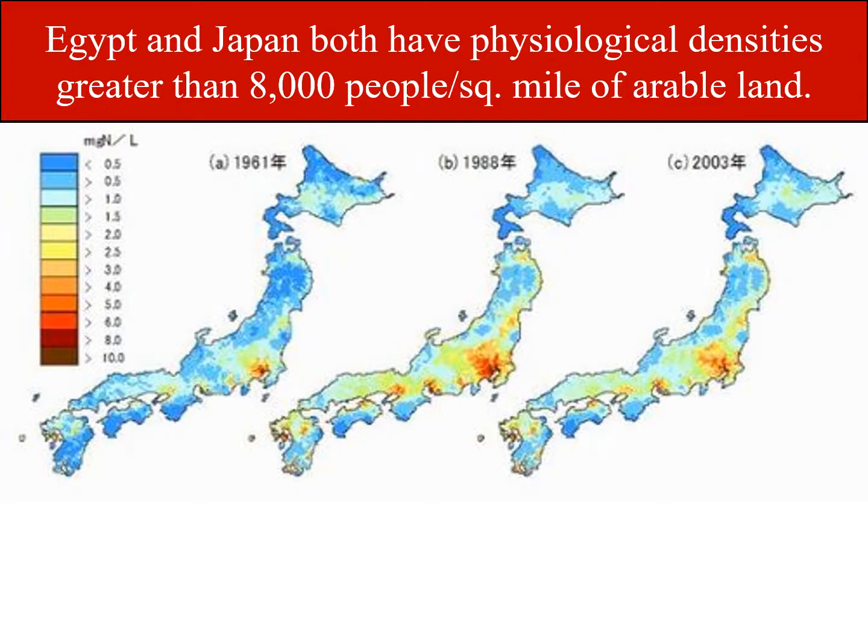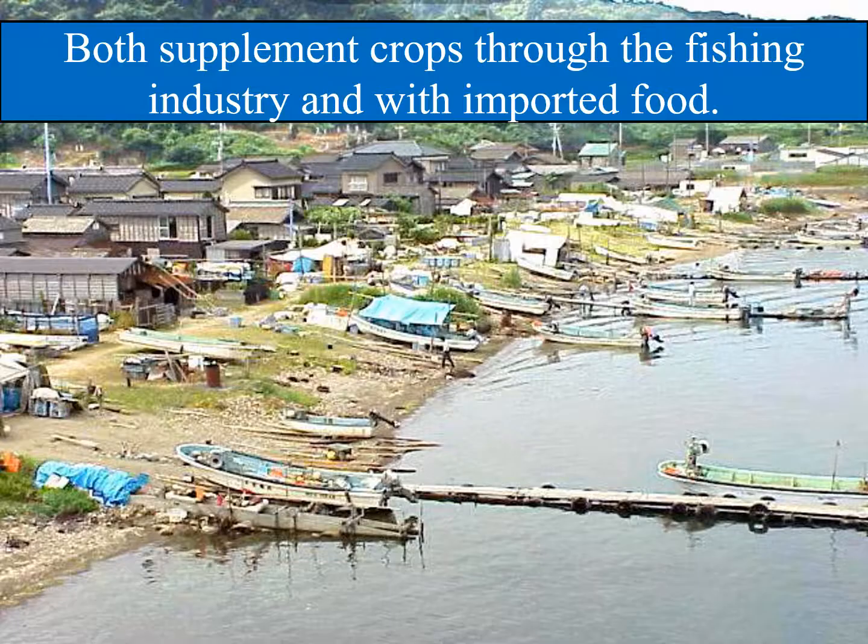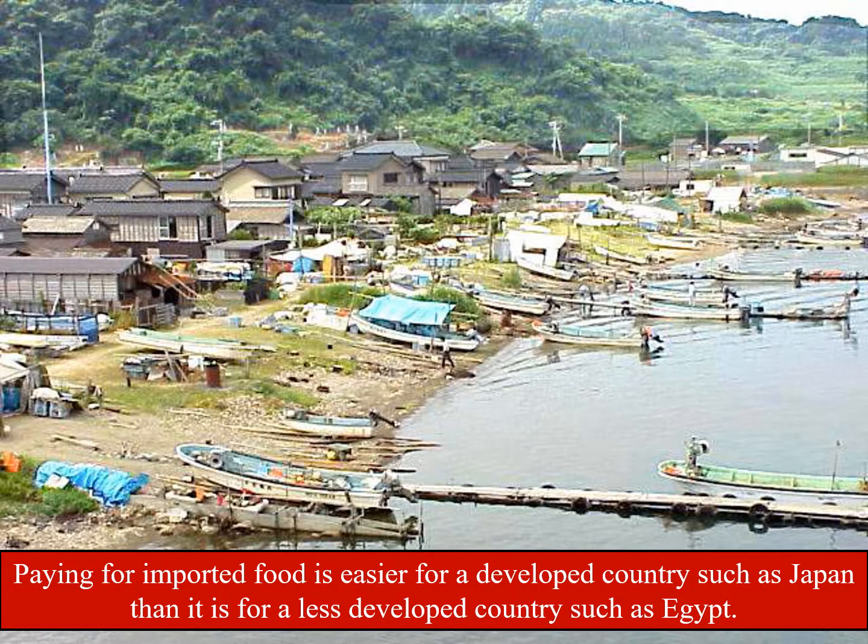Egypt and Japan both have physiological densities greater than 8,000 people per square mile of arable land. In both countries, growing enough food to feed everyone is not practical with current technology. Both supplement crops through the fishing industry and with imported food. However, paying for imported food is much easier for Japan, because they are a highly developed country, than for Egypt, which is a less developed country.